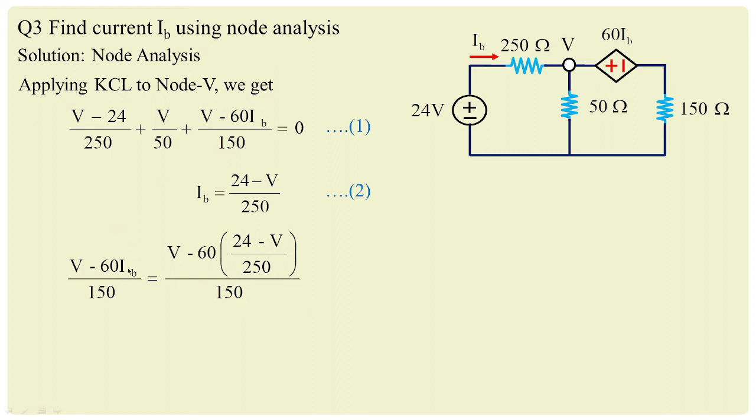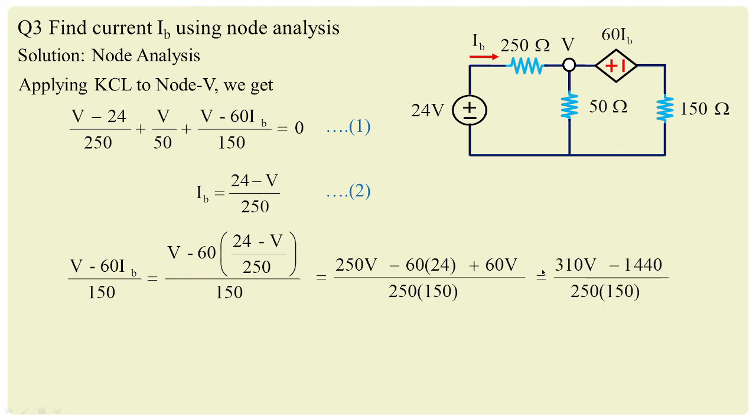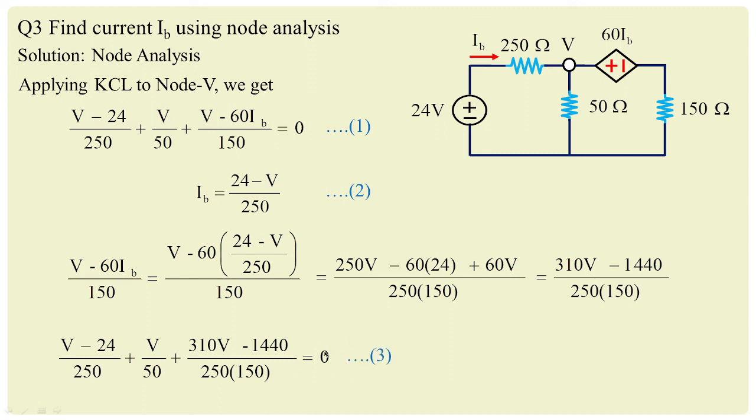Only this parameter I have selected and substituted the value of IB, and with cross multiplication I am going to obtain 250V minus 60 times (24 minus V), that is 250V minus 1440 plus 60V, by 250 times 150. So this will give you 310V minus 1440 whole divided by 250 into 150. I am substituting this value over here. So then I am going to get V minus 24 by 250, this is as it is, V by 50, this is as it is, whereas this value is replaced by 310V minus 1440 by 250 times 150. So I am treating this as equation 3.